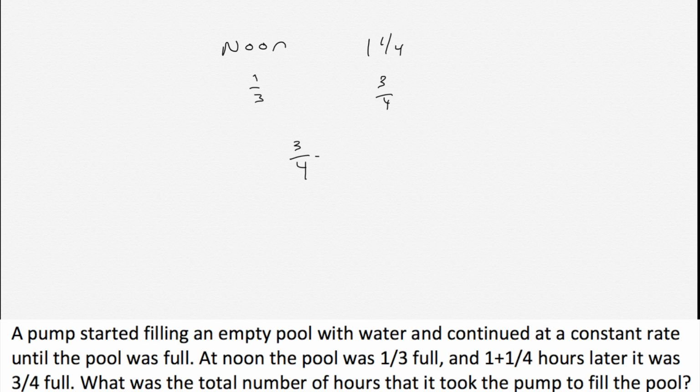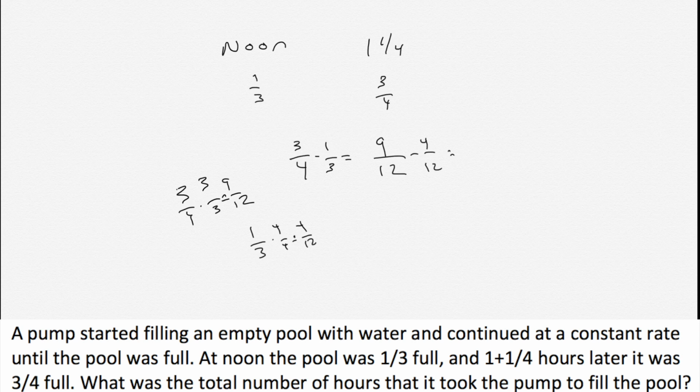We could just subtract what it ended up being after that 1 1/4 hours, which is 3/4, by 1/3. We could do that subtraction only if we could figure out the common denominator first, and for 4 and 3, the common denominator would be 12. So 3/4, to convert it into twelfths, we would multiply by 3/3, so that would be 9/12. And then 1/3, to convert that into twelfths, we'd multiply by 4/4, so that would be 4/12. So in 1 1/4 hours, it filled up 5/12 of the pool.